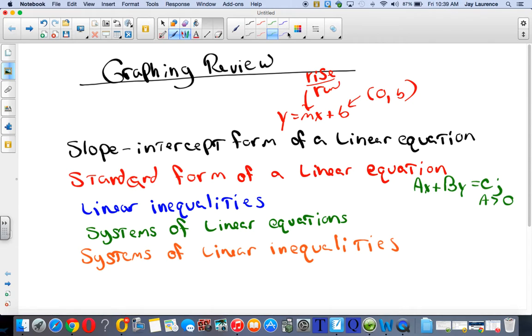Okay, linear inequalities look like an equation, except we'll have a less than, or a greater than, or maybe a less than or equal to, or maybe a greater than or equal to, right? And those involve shading and sometimes dashed or broken lines.